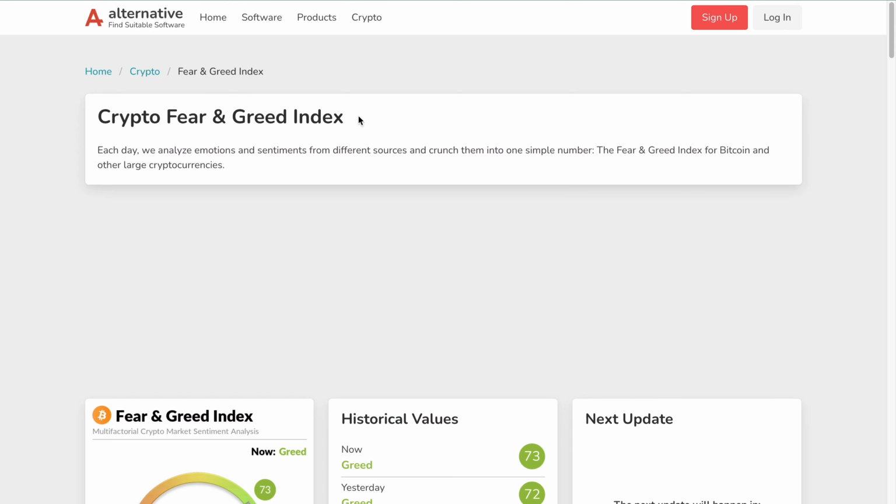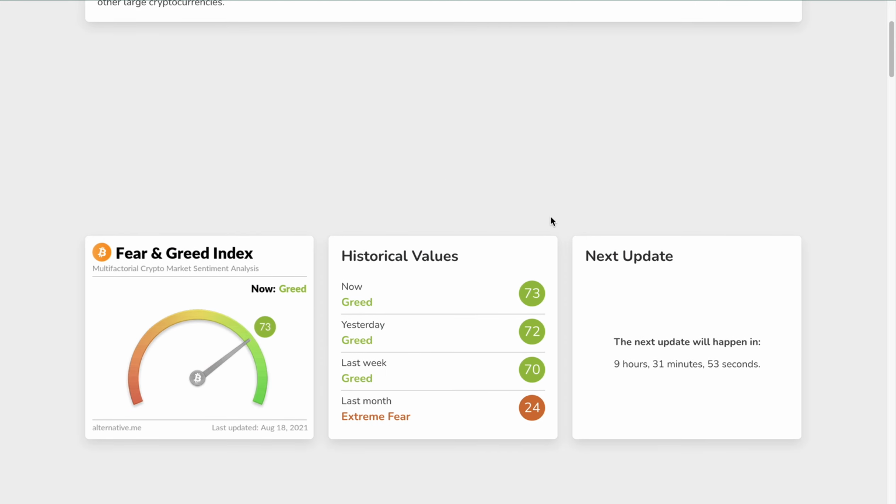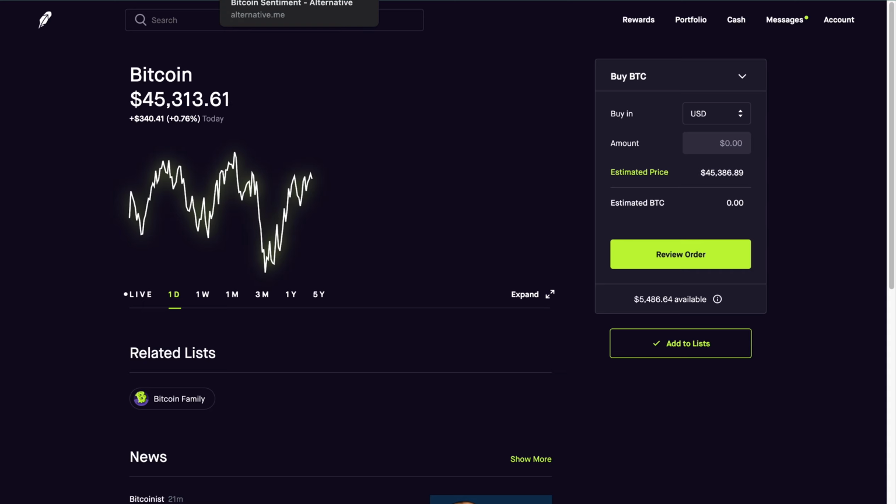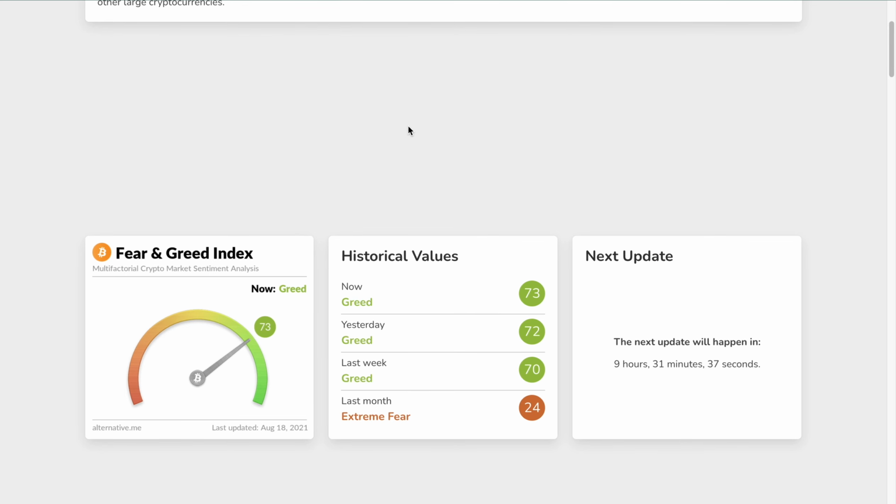Now, on the bright side, the fear and greed index has risen to 73. It means people are still quite greedy regardless of the price fluctuations of Ethereum Classic and Bitcoin that we are currently seeing. Now, this could indicate that this is just a cool down before the rise. And I say that because a couple key indicators are showing otherwise.